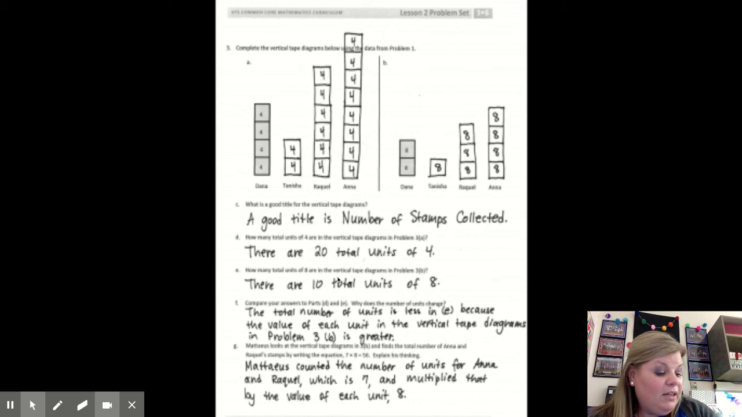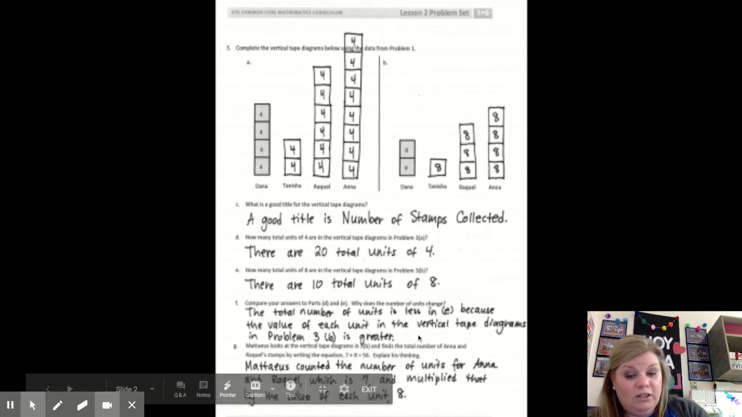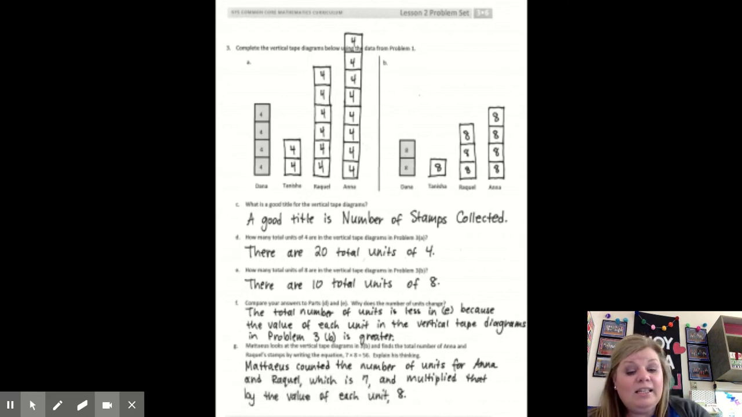So compare your answers to part D and E. Why does the number of units change? So the total number of units is less in E because the value of each unit in the vertical tape diagrams in problem 3 is greater.